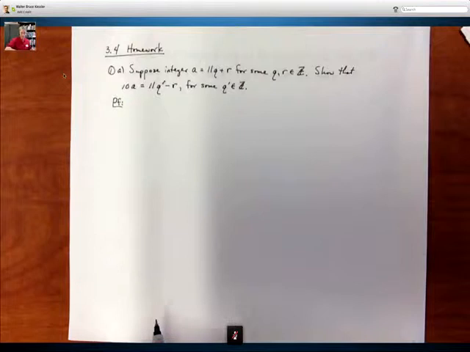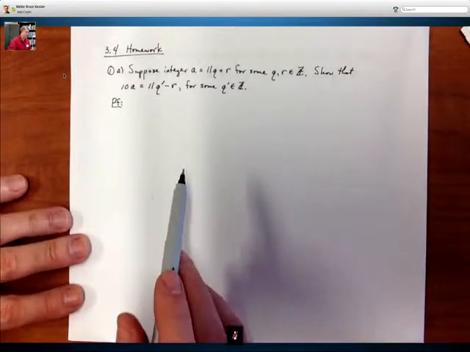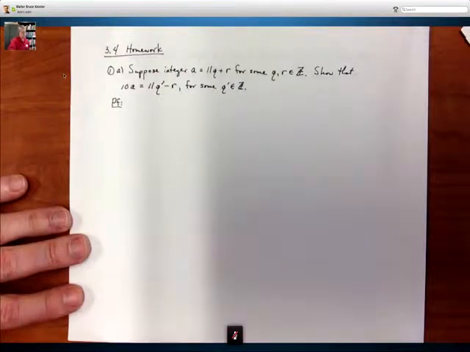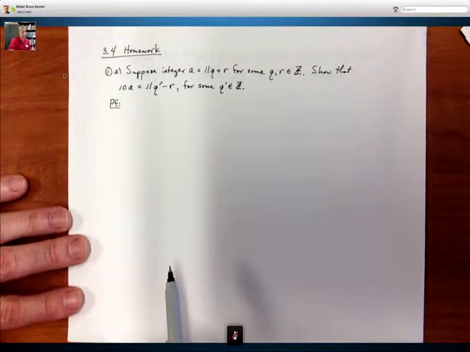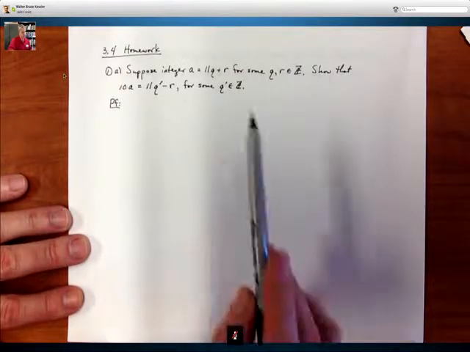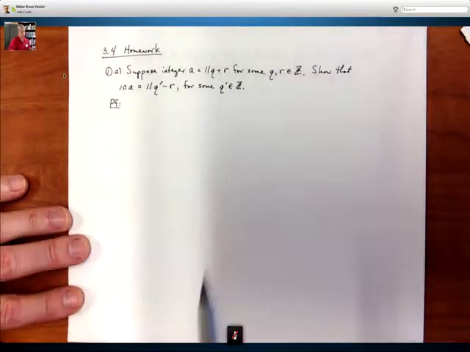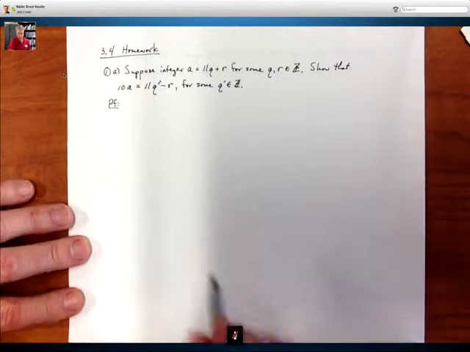Let's take a look at 1 part A, which says, suppose you've got an integer a that can be written as 11q plus r for some integers q and r. Show that 10a equals 11q prime minus r for some q prime. Now what stays the same in this is the r. Whatever this r is for a, that's the r we're talking about right there, but the q changes.